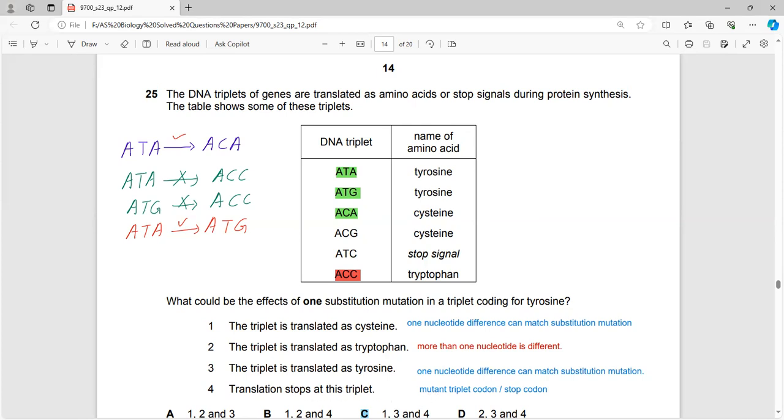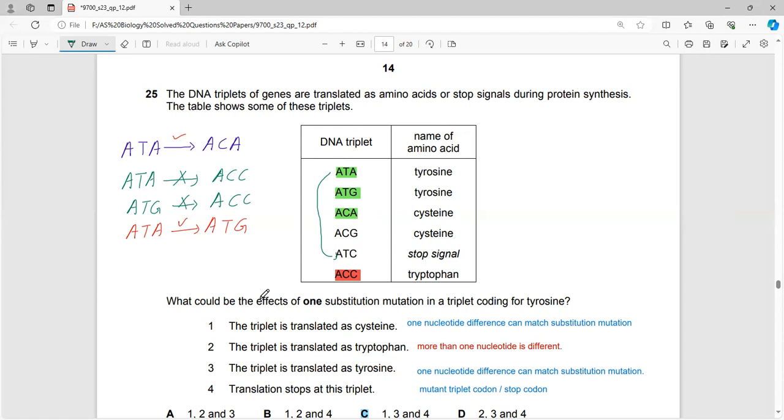So this is our mutant triplet code. If you're replacing, for example, you have A and T and C, and there's one replacement, for example, replacement of ATA to ATC. You're moving from ATA to ATC. There's one replacement, and this replacement will produce a stop codon.